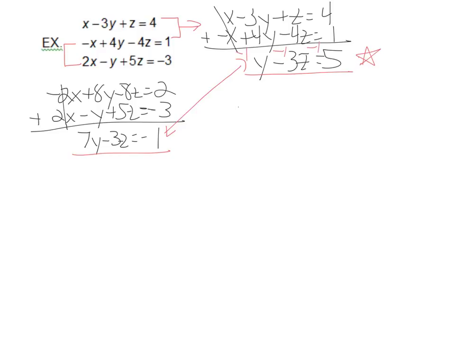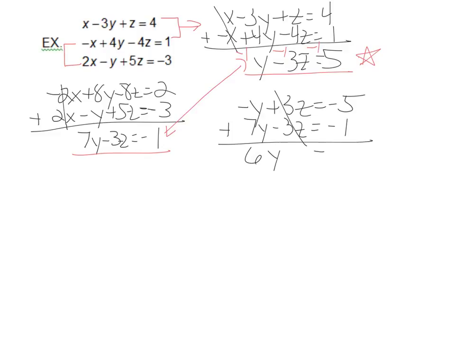So now I've got negative y plus 3z equals negative 5. And then the 7y equation would be 7y minus 3z equals negative 1. And we add. The z's cancel. I have 6y equals negative 6, and I can divide both sides by 6. y equals negative 1. So I've solved for one of my variables.